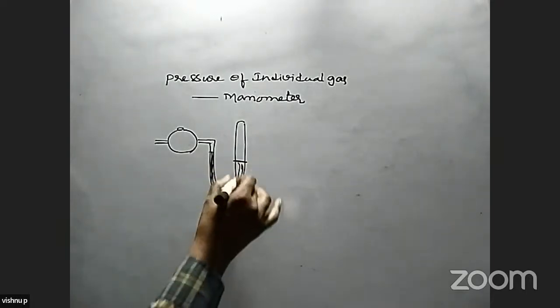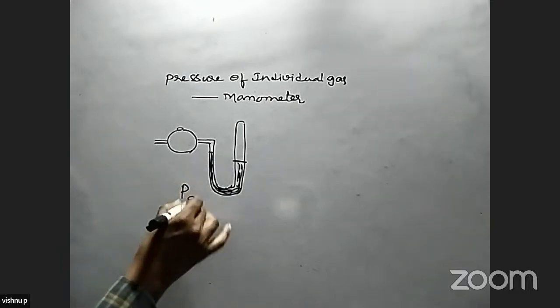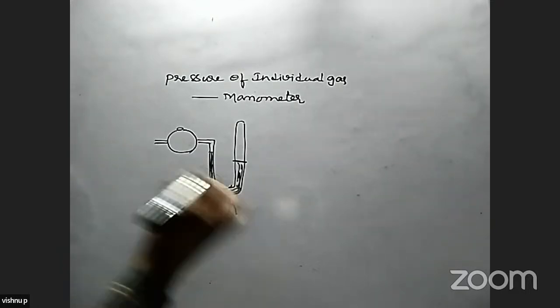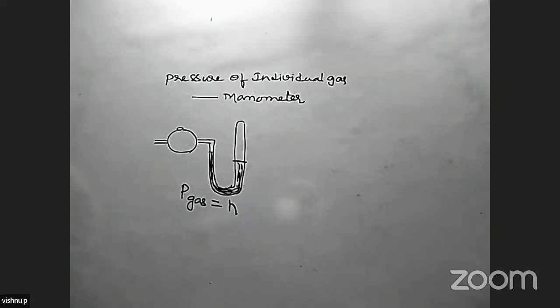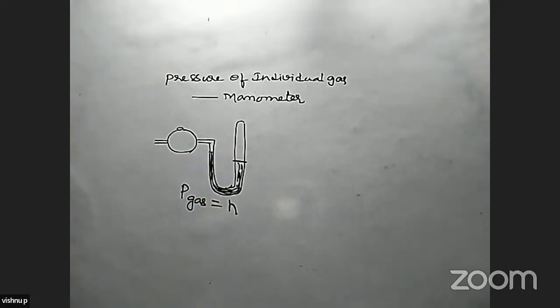In the case of a closed-end manometer, the pressure of the individual gas is equal to h. We take h to mean the height of the mercury column, or the difference in height of the mercury column. So this is called a closed-end manometer.